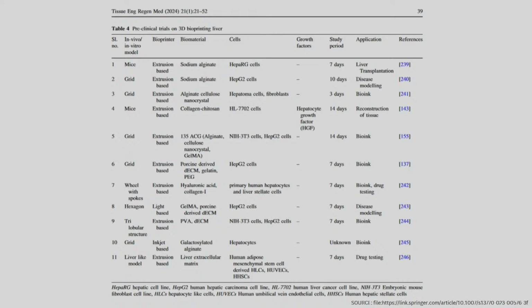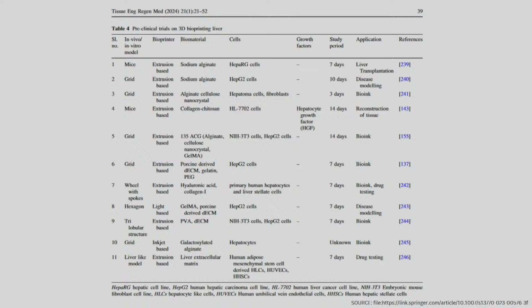So there are three types of technology. One is extrusion, inkjet, and then light-based. Light-based, again, is used via curing. So there are curable lights, like UV lights, which will help to cure the photocross-linkable materials that are provided in the material. So these three primary technologies are there, which you can use for your hepatic cell engineering.